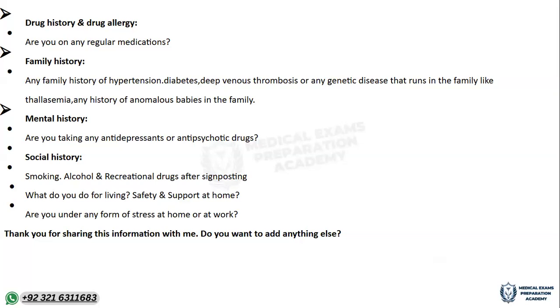Then family history is very, very important in every obstetrical patient. You will ask about the family history of hypertension, diabetes, deep venous thrombosis, or any genetic disease that runs in the family like thalassemia, or any history of anomalous babies in the family. Then mental history is also very important, and you will ask about her mood. Is she taking any antidepressants or antipsychotic drugs? Then you will take the social history.